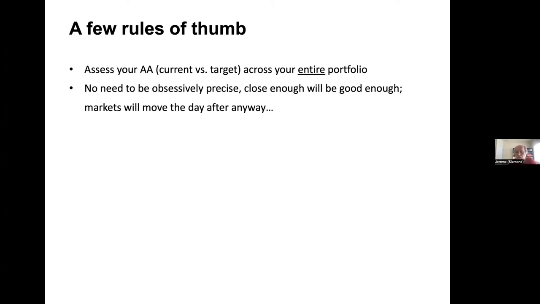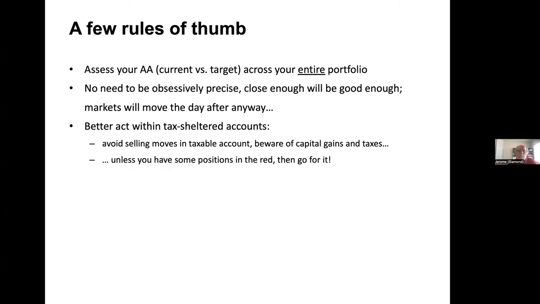As I tried to emphasize, don't try to be overly precise. Close enough is good enough. The market keeps changing anyway. You just want to get close to the target as opposed to being perfectly on target and then off the day after. Now, those pesky taxes. When you rebalance, you end up selling and buying, and it would be cool to not pay taxes when you do that. If you can act within your tax sheltered and tax free accounts, so IRA type, 401k, Roth IRAs, and so on, then when you buy and sell, nothing is taxed because of those transactions.